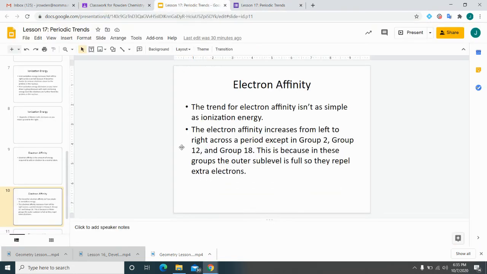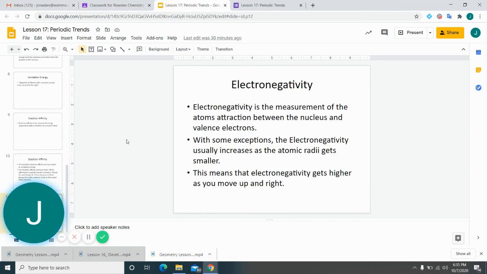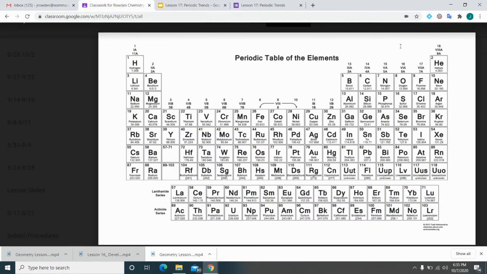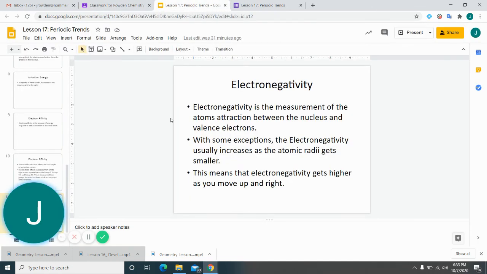All right, last trend, and then we're done. The last trend is electronegativity, and this is a measure of the atom's attraction between the nucleus and valence electron. So think about it. If the nucleus full of protons is closer to the electron, it's going to have a stronger attraction. Kind of like when you have magnets, it's harder to pull them apart the closer they are together. So since up here is going to be the smaller atomic radius and down here is going to be the larger, that means up here we have a much stronger attractive force. So the trend for electronegativity is that it increases as you go up and to the right.